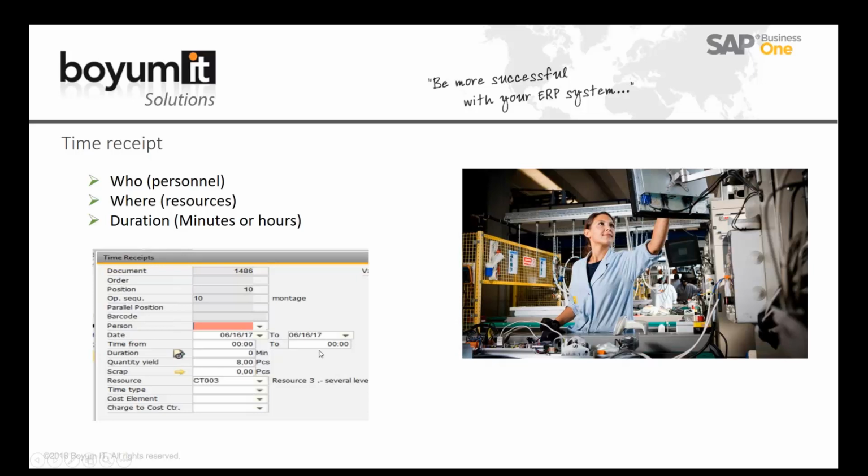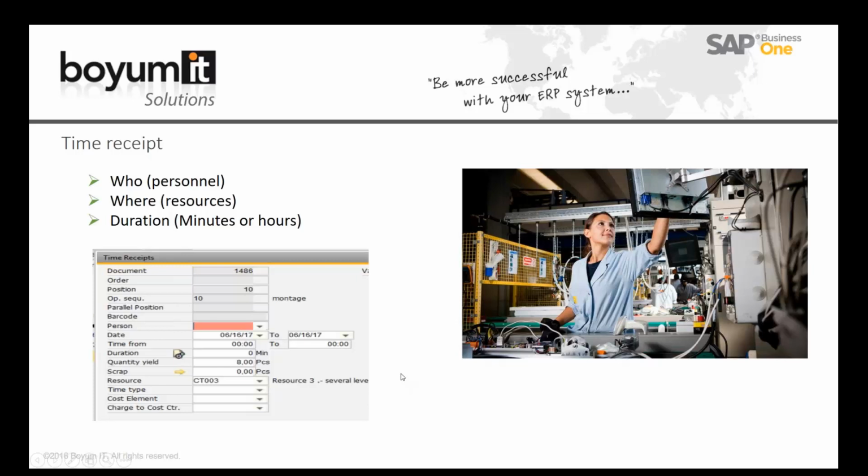As we mentioned, using this screen, we can collect the information, or we can also automatically issue the raw material, or also provide the documentation for the production goods receipt in case we are in the last operation.